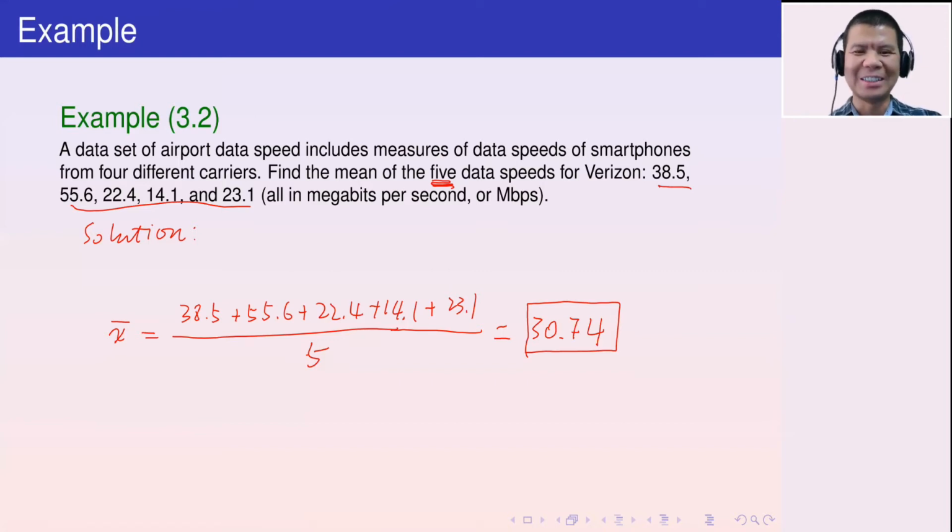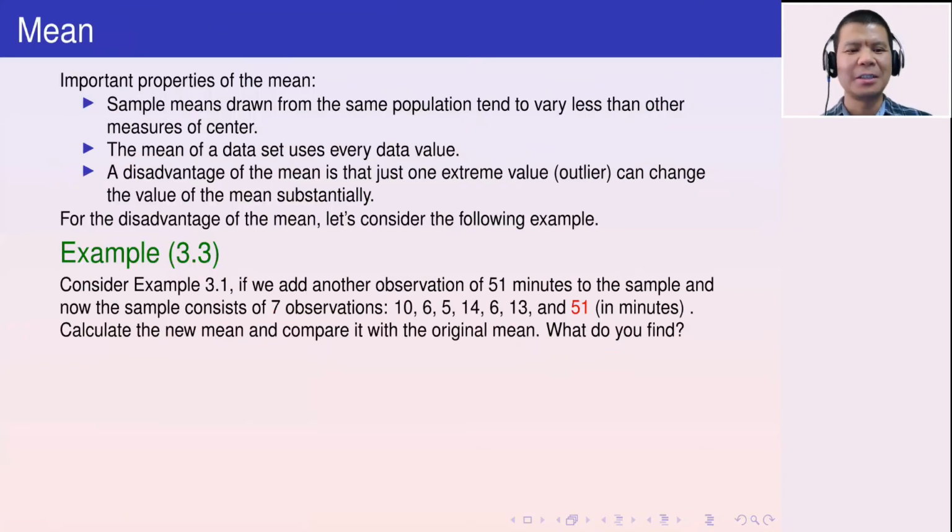All right, very good. Now, here, let's consider some important properties of the mean. Okay. Now, firstly, sample means drawn from the same population tends to vary less than other measures of center. Okay. So you have different measures of center. Okay. But sample means, if you take every sample mean, they vary less than other measures of center. Now, this is one of the reasons why sample means are preferred in many applications.